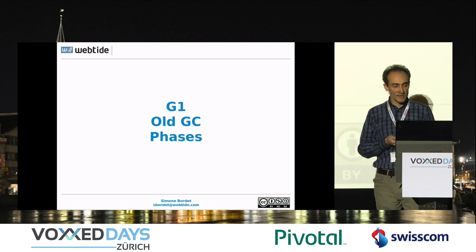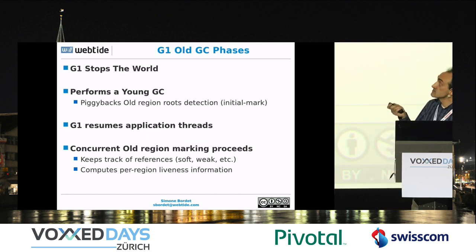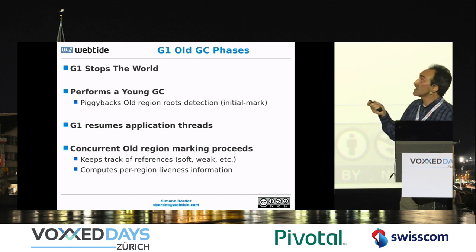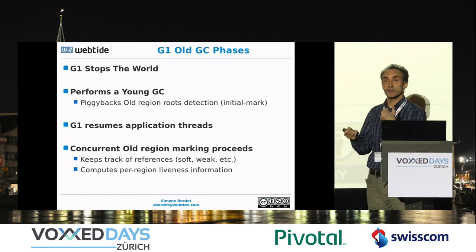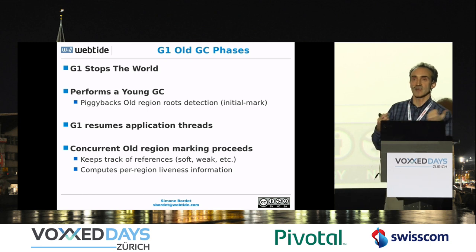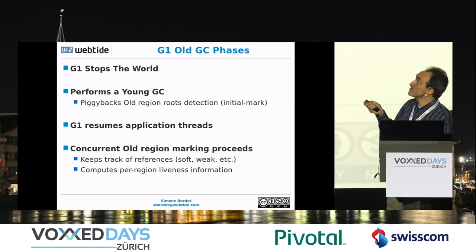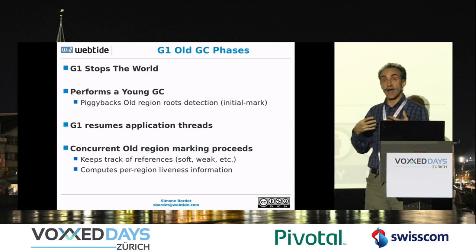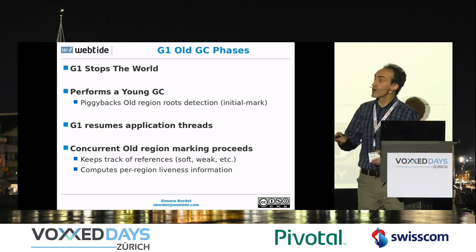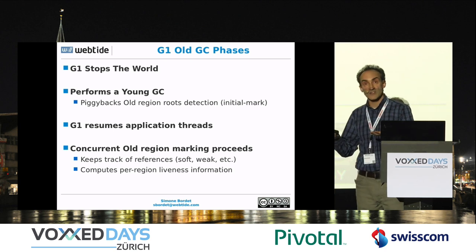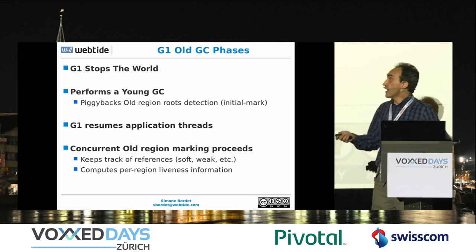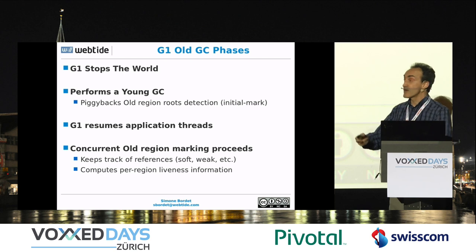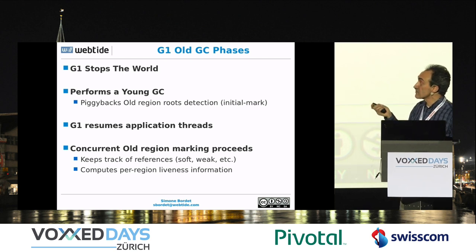So let's go into the details of the G1 phases. Again, it stops the world shortly. It piggybacks on a young generation collection, so I'm doing an old GC, but when I'm doing it, I ask the garbage collector, hey, by the way, do a young GC now because I need it, okay? And while you're doing the young GC, also please record for me the old region roots so that I know where to start from, okay? Then the young generation collection finishes, application threads are restored, and the concurrent marking can now start, all right? And again, because it traverses the object graph, it can keep track of references like soft, weak, etc.